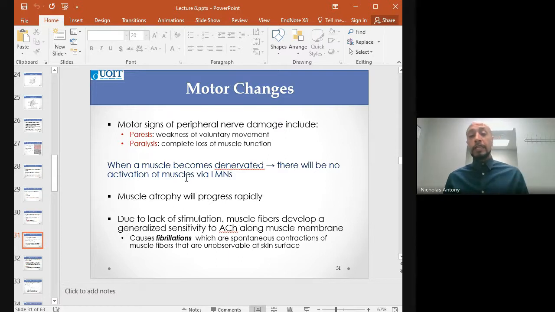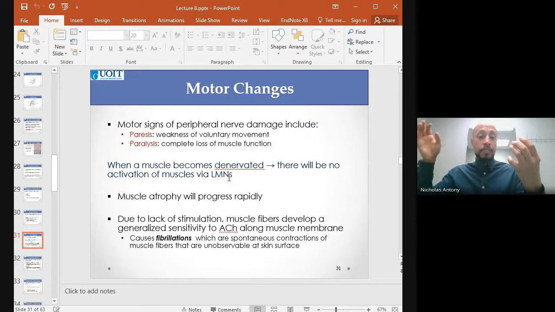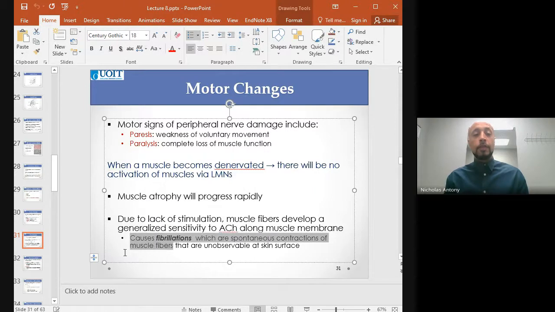If a muscle completely gets denervated, there will be no activation of the lower motor neurons. Denervation means the nerve is cut. If we have a pinching of the peripheral nerve, only some of the axons are going to get pinched and not function properly. So we'll have some motor units firing and some not, and that's going to lead to weakness. If we have a complete cut of the nerve, none of the lower motor neurons can fire, and then we have paralysis.